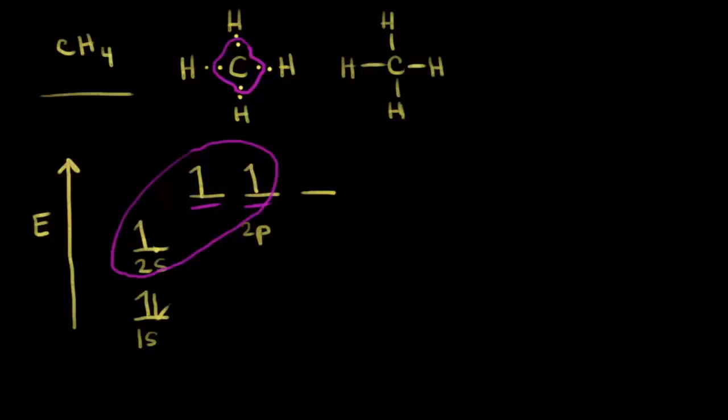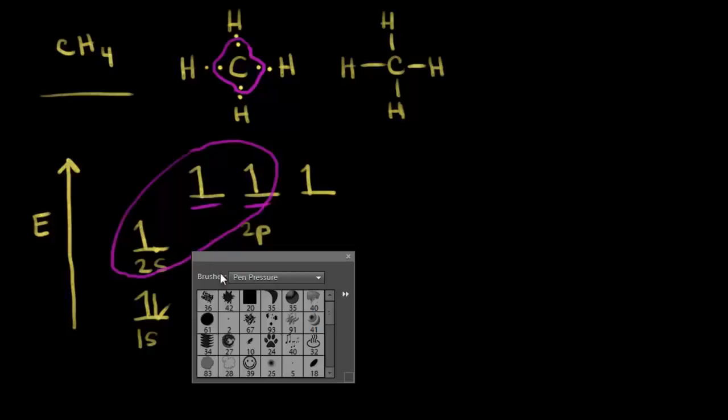So let me show that. We've moved one of the electrons up to the 2p orbital. So we're in the excited state now. And now we have the opportunity for carbon to form 4 bonds. However, those electrons are not of equivalent energy. And so Linus Pauling said, let's do something else here.